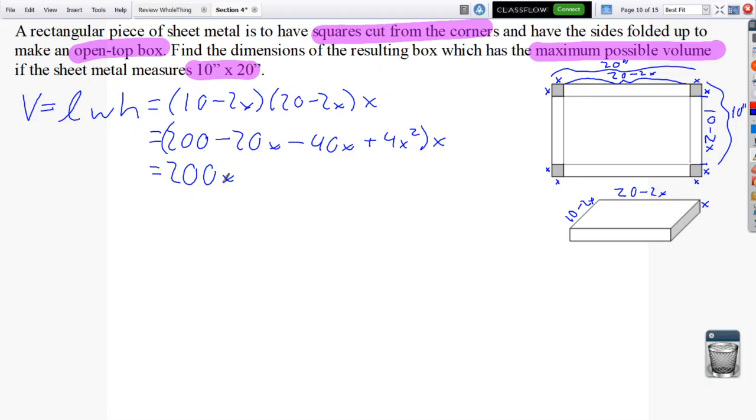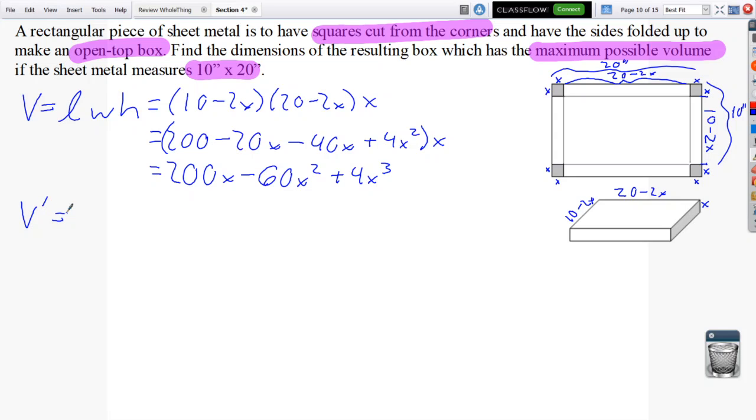It's going to be 200x minus 20 and 40 would be 60. x with another x would be minus 60x squared. Plus 4x squared times x, just 4x cubed. All right, cool, awesome. Now in order to maximize this possible volume, I need to look at my V prime.